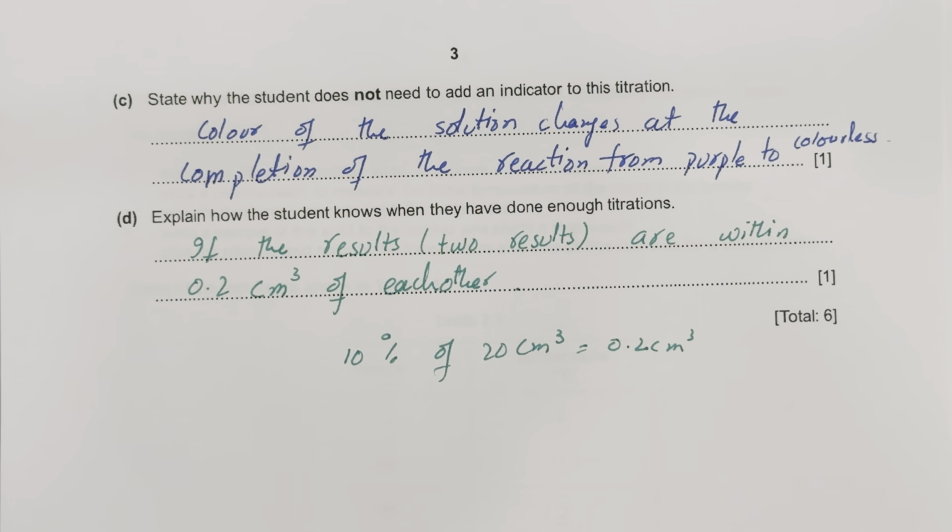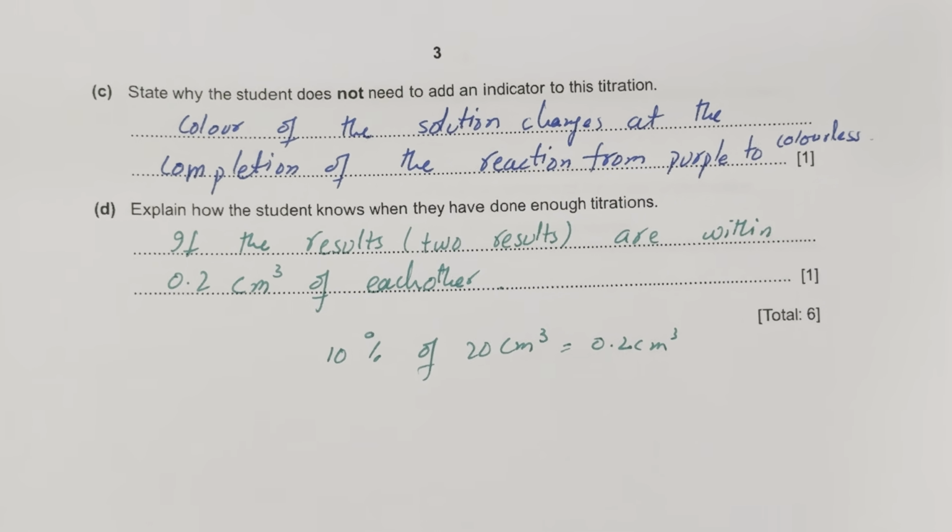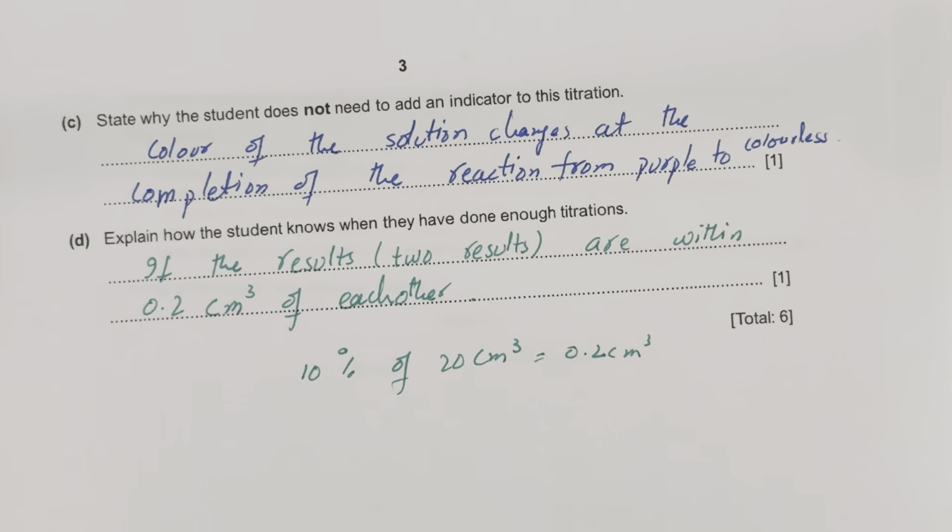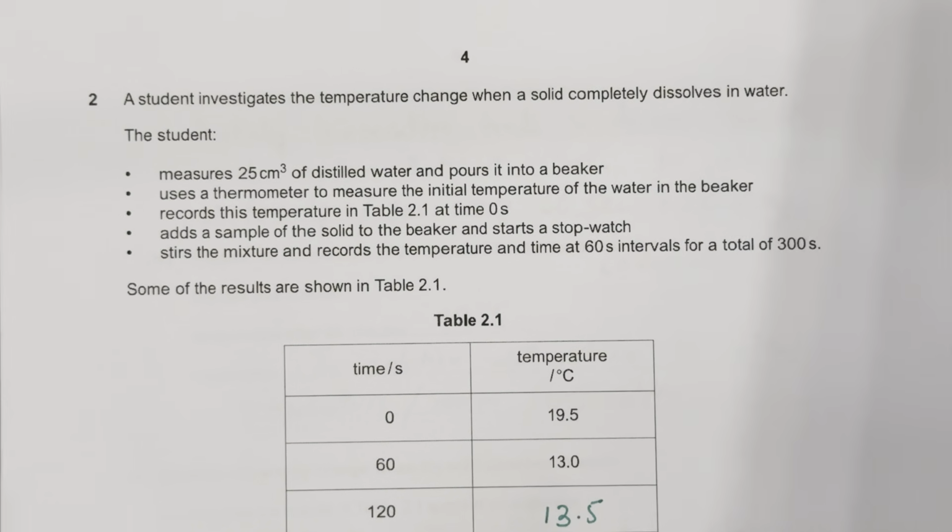How do you get the 0.2? I have explained it. You just need to take the 20 cm³, 10% of the 20 cm³, which is exactly equal to 0.2 cm³. Hopefully you get the idea of this question. Moving to question number 2.